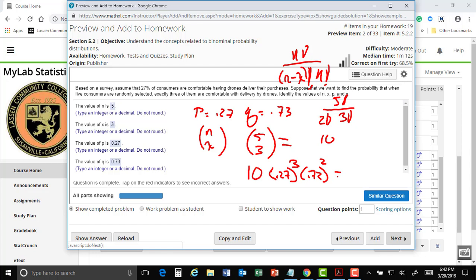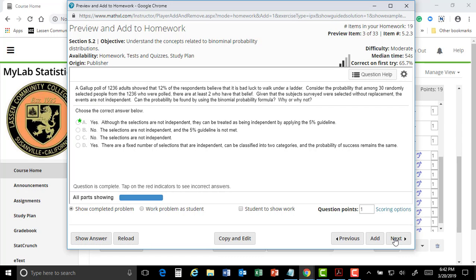Okay, now, what are they asking for? Oh, that's it? Okay, any questions so far? Let's see what's next. I'm writing that down here. Now, here's interesting. It says, although, here's a case where they're not independent, but it can be treated that way by applying a 5% guideline. So, we'll look at that later. I have to look at the book.